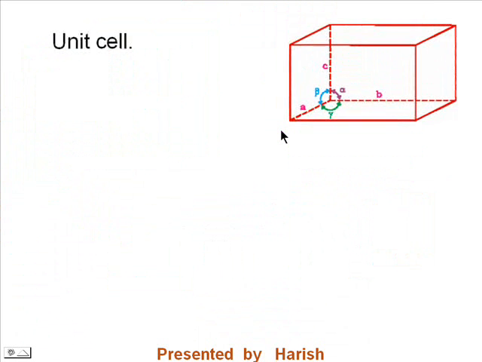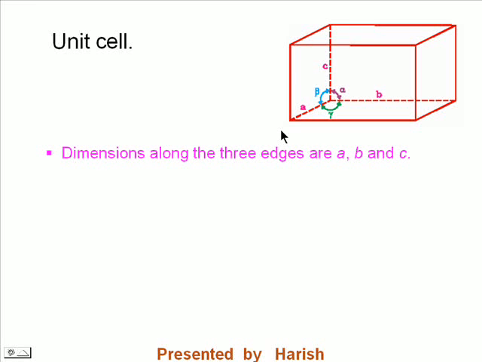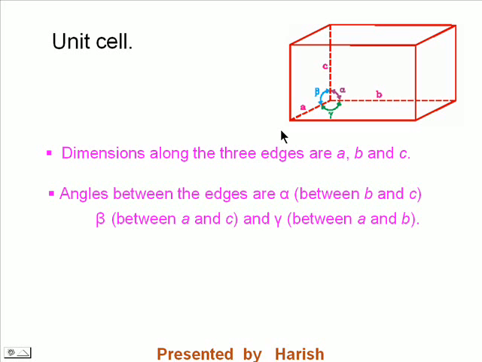Okay, let's talk about this unit cell. Dimensions along the 3 edges are a, b and c. It has angles alpha, beta and gamma. Alpha is the angle between side b and dimension c. So that is alpha, and the other angles are beta and gamma. So this is about a unit cell.